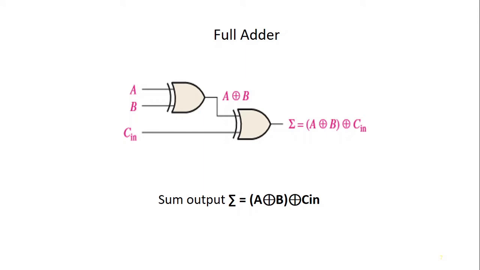This is the logic circuit for implementing the sum output of the full adder. It uses two XOR gates. The first XOR gate takes the A and B as the input and produces the output as A XOR B, and the second XOR gate takes A XOR B as the input and the carry in bit as the second input, produces the output A XOR B XOR C in, which is the sum bit produced by the full adder.